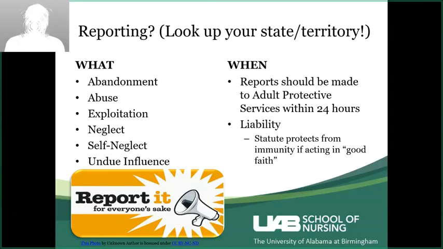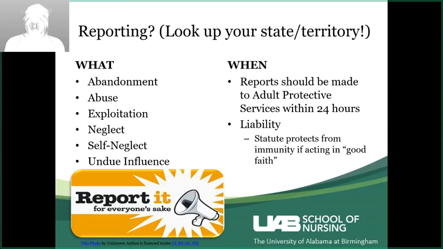So here's a list of what to report. And of course, this is pretty much across all states and territories, but be sure and look it up under elder abuse laws. What to report typically includes abandonment, that is a desertion. It's abuse only when it's intentional, but abuse symptoms may be investigated even if they're unintentional. Exploitation, taking something from that older person for their own benefit. Neglect, keeping things from that person that would allow them to have a quality of life.